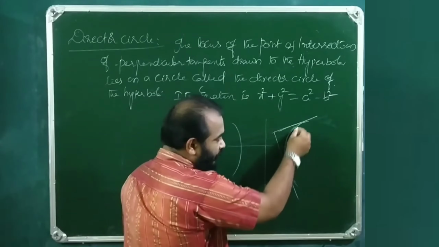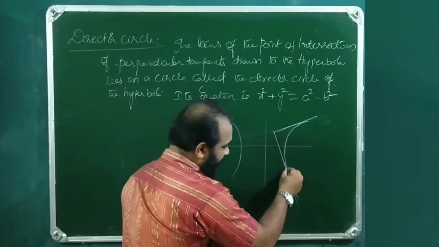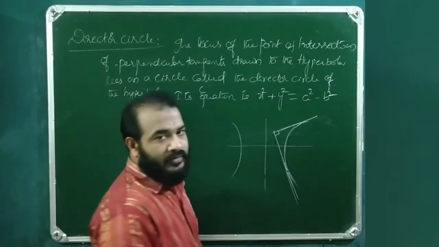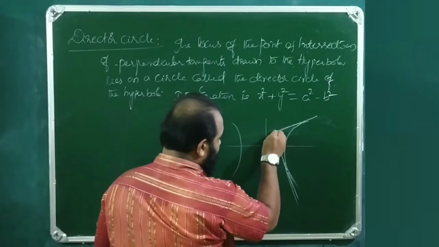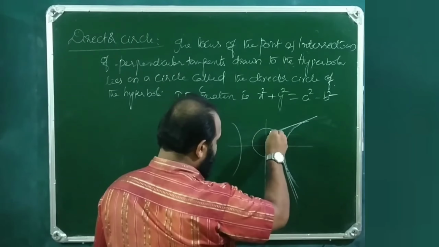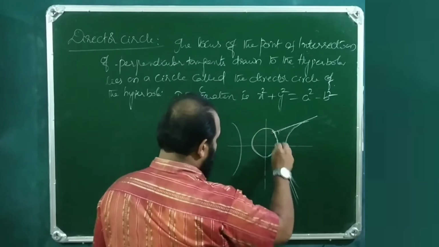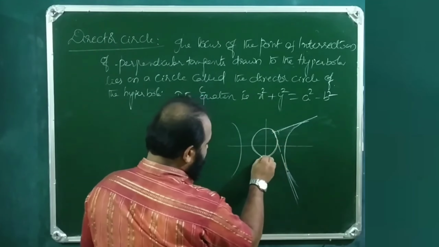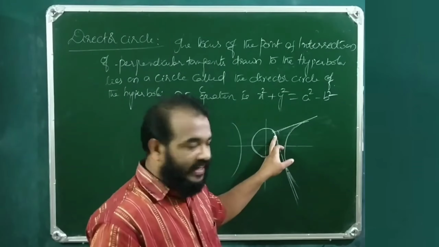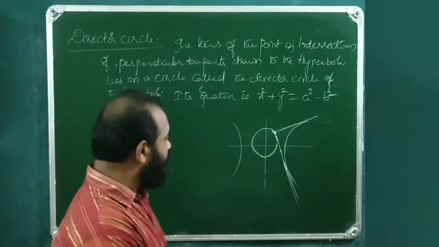Likewise, for the same hyperbola, this is another tangent at this point. These two tangents are perpendicular. So, if you join the locus of these points, this is what we will be getting. The locus of the point of intersection of the perpendicular tangents drawn to the hyperbola lies on a circle. This circle is said to be the director circle.